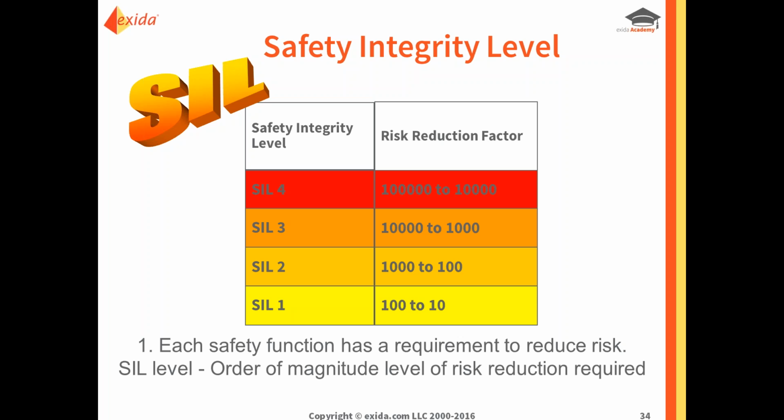Well, maybe. Because 50 is right in the middle of that, there's a 50% chance that you're not going to meet your risk reduction requirements. So you can either say, I need a SIL 1 with at least a risk reduction factor of 50, or I need a SIL 2. So each SIL level is an order of magnitude different in risk reduction required.